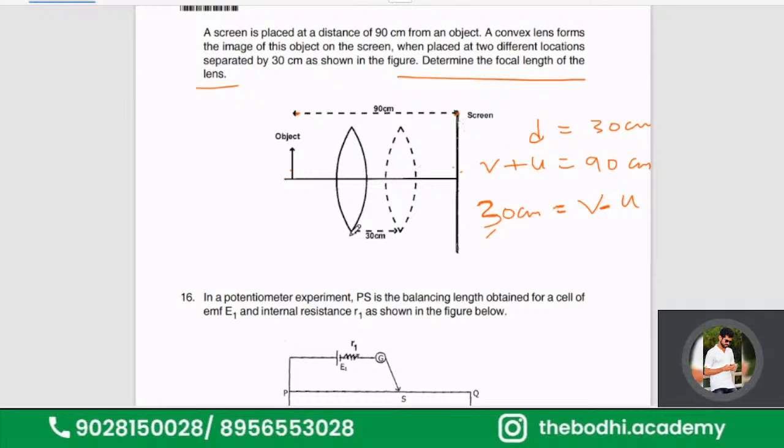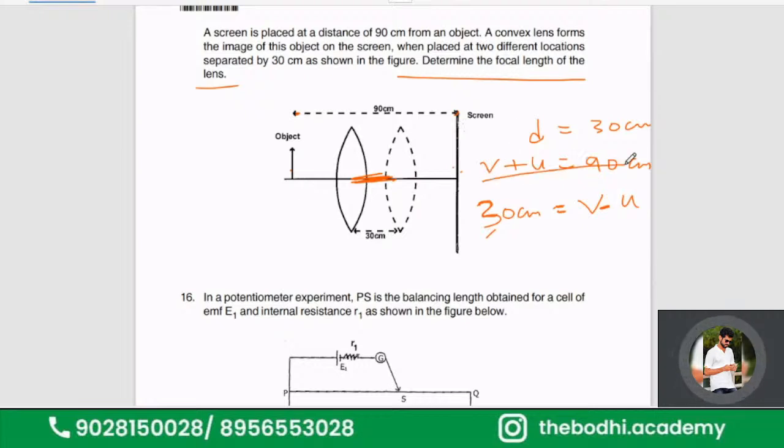Understood? We can see the distance, 30 centimeter, has to be what? The difference between the image and the object. Correct? Because by addition we are getting 90, so by subtraction we will get in between this part, right? This part. Making sense? Alright? Okay, fine. Next. So let's solve this equation together.